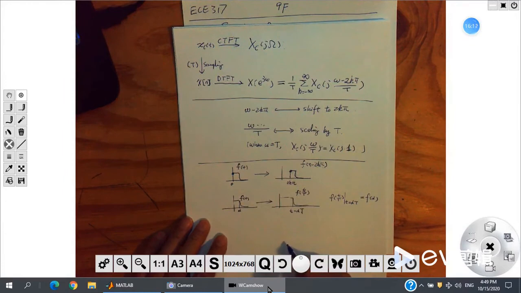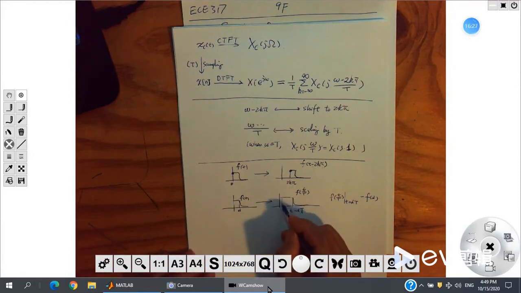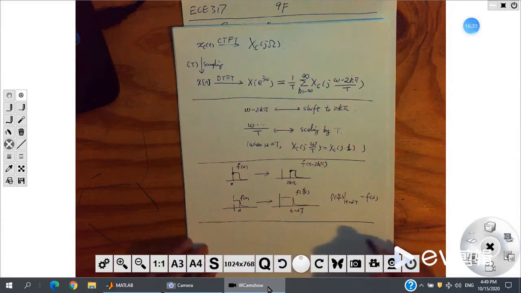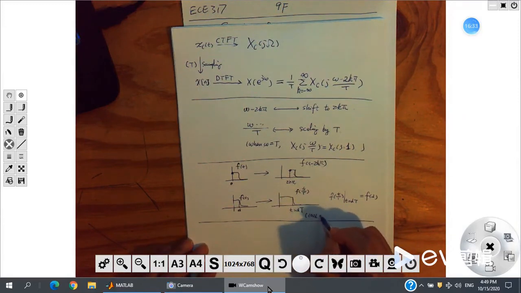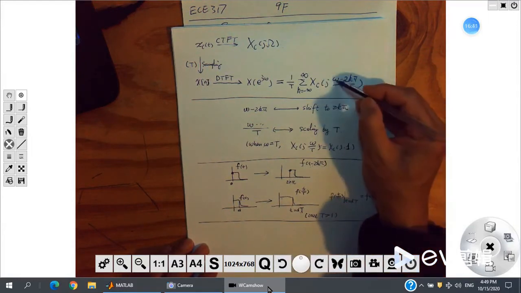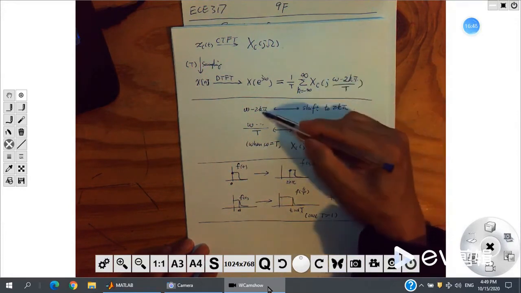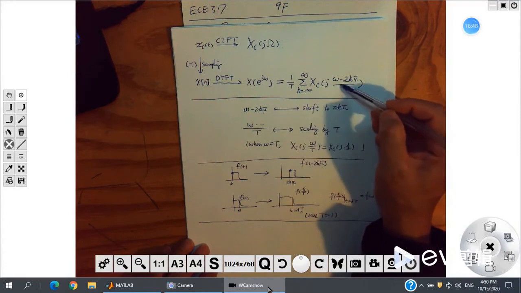This is the case T larger than 1. If T is smaller than 1, then this will be narrower. You push it, not extend. You press it to make it smaller. This is the case T larger than 1. So now you look at it here. We have both. We have scale by T. We also have shift by 2k pi. Shift by 2k pi and scale by T.